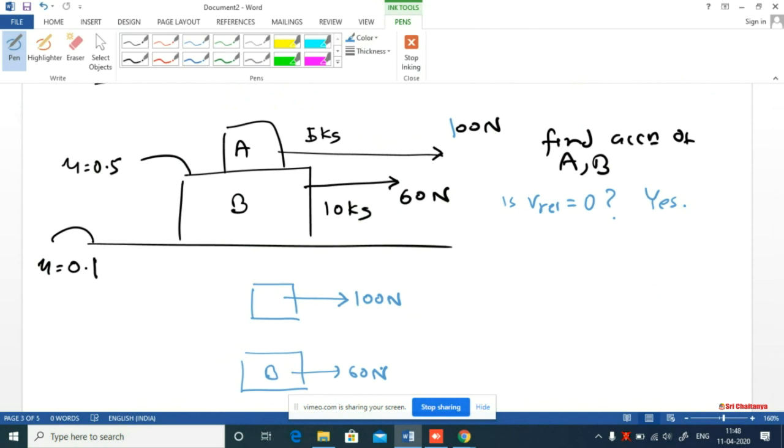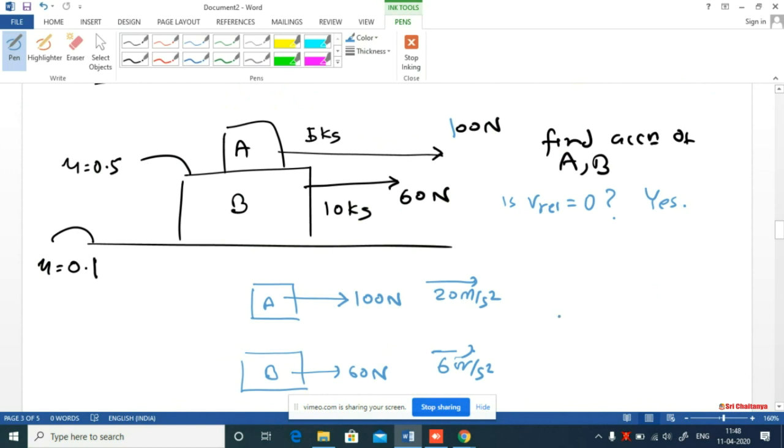Very simple. Assume that there is no friction, then these two are the only forces acting on them, right? So what's the acceleration of A? Acceleration of A would be 20 meter per second square towards right, and acceleration of B would be 6 meter per second square towards right. The only force acting on B is 60 Newton divided by its mass 10 kilogram, 6 meter per second square. Similarly, the only force acting on A is 100 Newton divided by 5 kilogram, which is 20 meter per second square.